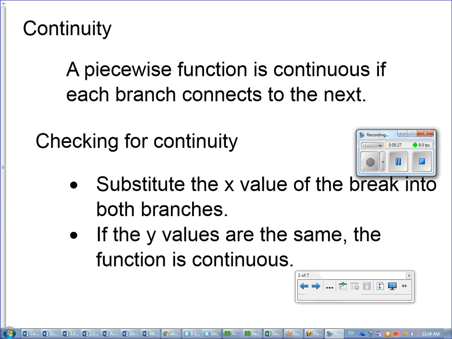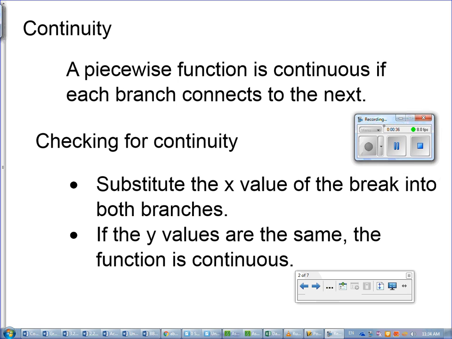So how do you check for continuity? You're going to substitute the x value of what I'm going to call the breakpoint. That's where the two branches, the domain, switches. You're going to substitute the x value into both branches, and you're checking to see if the output is the same. If the y values are the same, then the function is continuous.